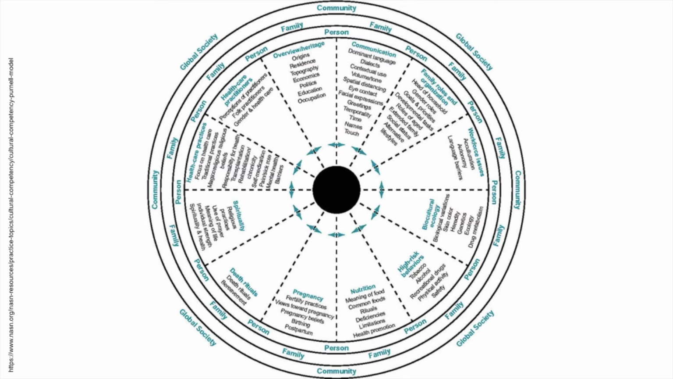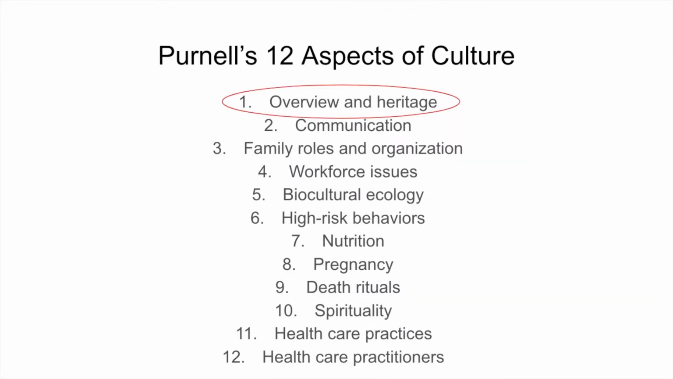This is the Purnell model for cultural assessment. The Purnell model uses 12 aspects of culture in order to inform healthcare workers how their patient might be influenced by their culture as an individual. This allows for healthcare workers to be more culturally competent.